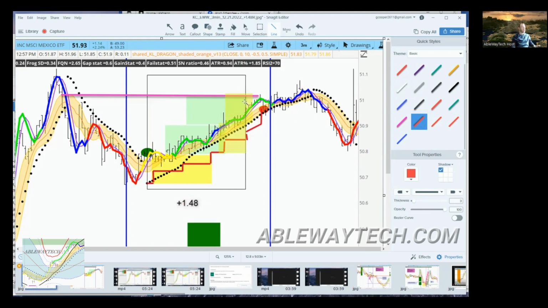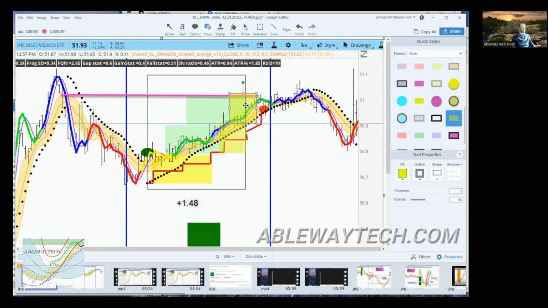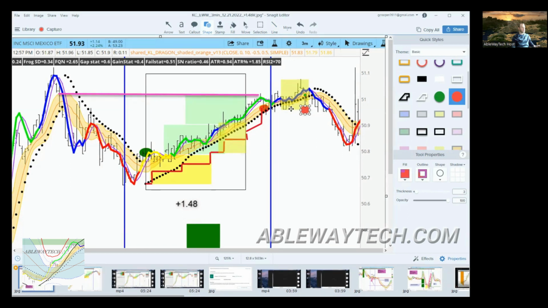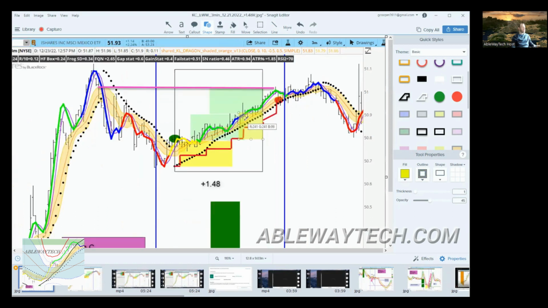It did go up actually a little bit more. If we would have just kept trailing with the 1R, we would have got up to about here, and then it would have pulled back, and we would have been stopped out about right here. So that would have been about the same exit. That's kind of interesting. That's it right by the numbers.